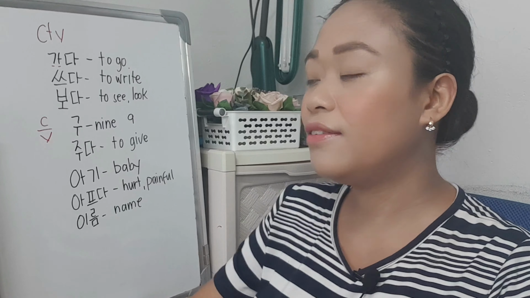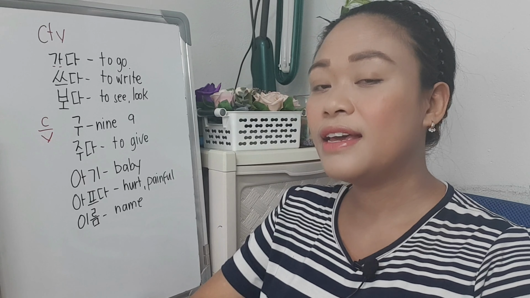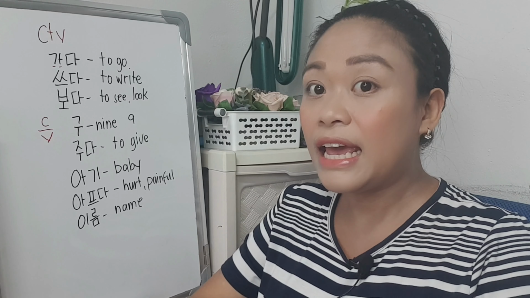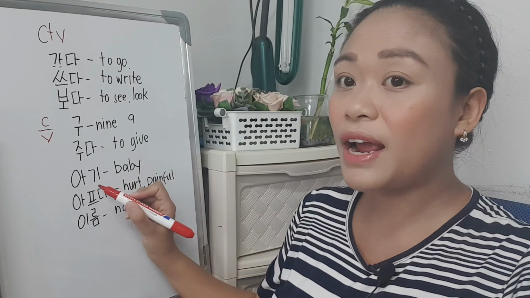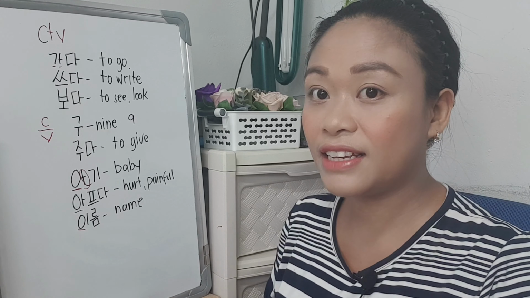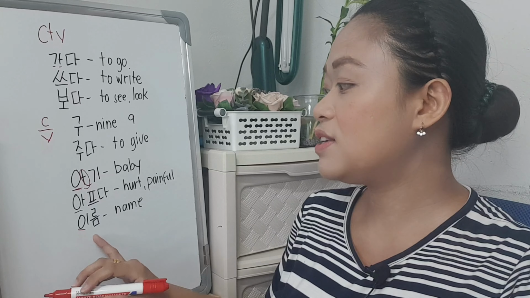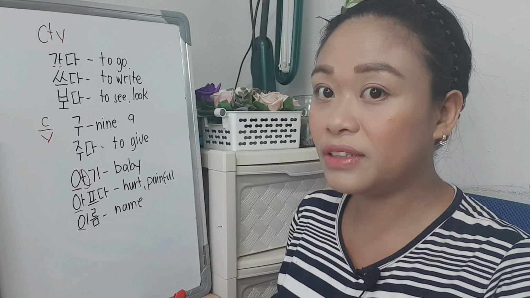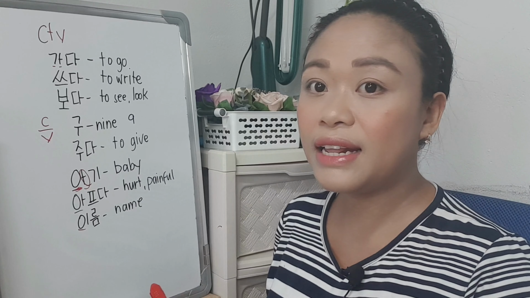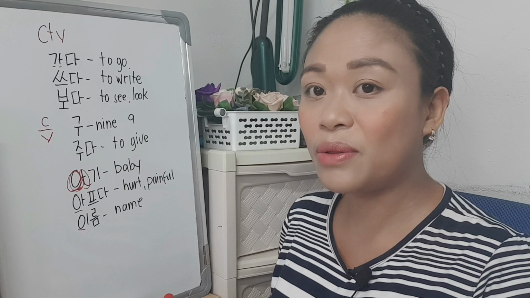All of these, if you read them, start with a vowel. Maybe you're thinking why there is no vowel plus consonant. It is because when you write the vowel, iyang is always present. Since iyang is a consonant, it is considered as consonant plus vowel. So that is the reason why. Always remember that when you write the vowel, iyang is always present.